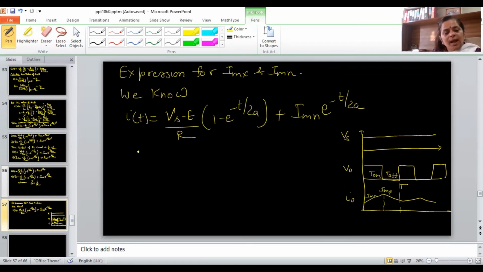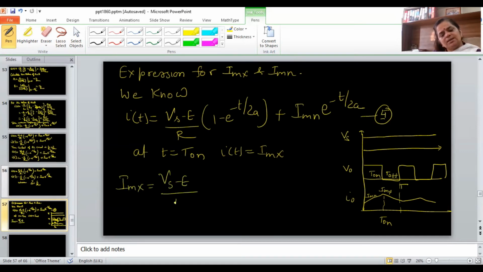Now you can see that at t is equal to TON, what is the value of i(t)? TON means this point. What is the value of i(t)? I max. So I can replace i(t) by I max. Suppose this is equation number 5. So put these boundary conditions in this equation. So what am I going to get? I max is equal to (Vs minus E) by R times (1 minus e to the power minus t), and for t, what am I supposed to write? TON divided by τ, plus I minimum e to the power minus TON by τ.